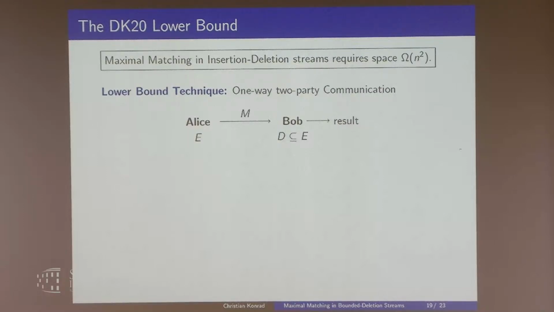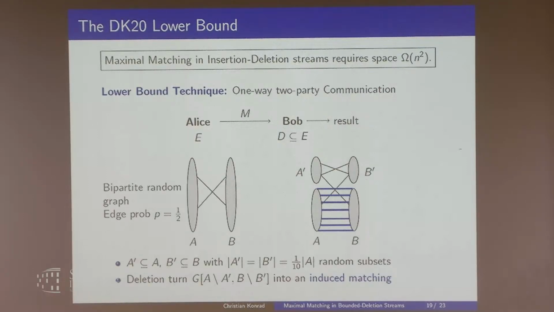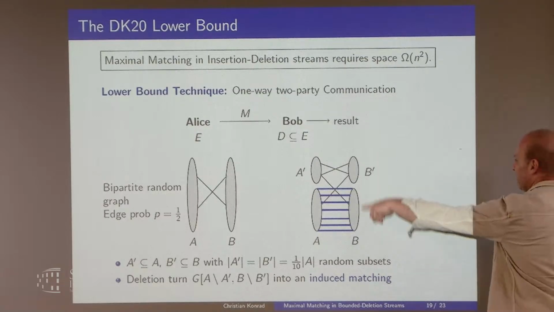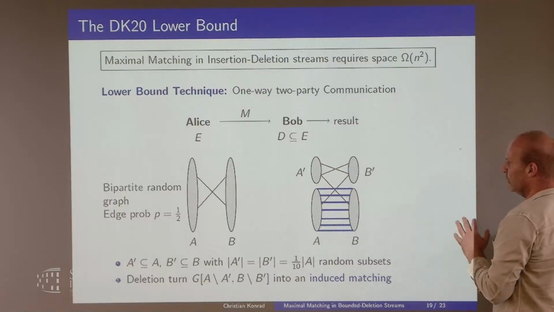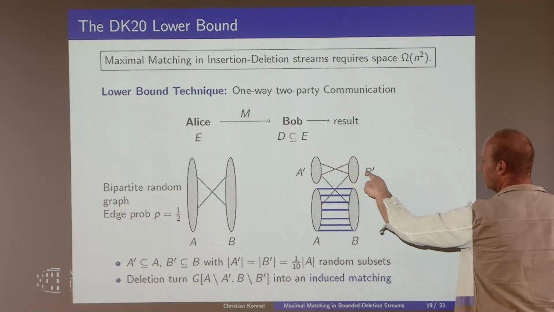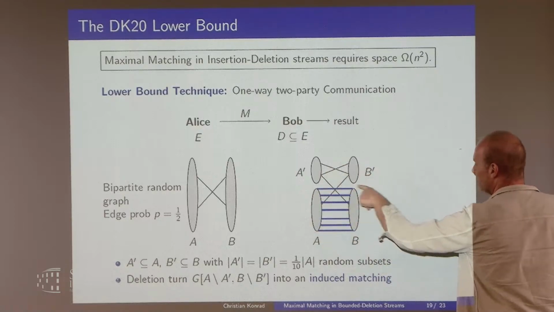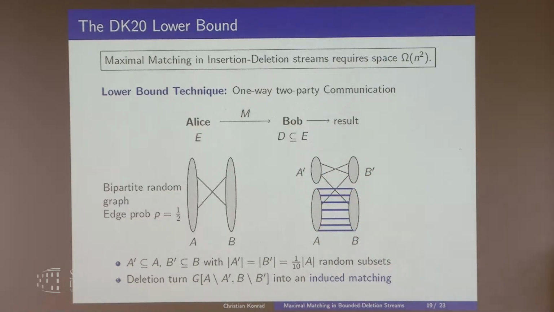Now, the way this lower bound really works is that Alice holds a random bipartite graph with edge probability 1/2. Bob has these subsets A prime, B prime, which let's say are 1/10 of the entire bipartition each. Bob doesn't delete anything incident to A prime and B prime, but he looks at the induced subgraph between A minus A prime and B minus B prime, and deletes absolutely everything except one large induced matching. That's essentially the lower bound that we get.